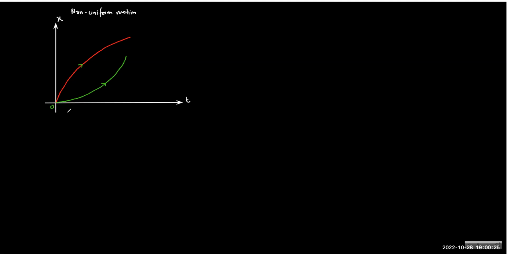In the red case, is it 0? In the red graph, at t equals 0, is the velocity 0 or non-zero? Tell me. Non-zero. Excellent. How do you decide the velocity? By drawing a tangent at a given instant. Can I draw a tangent to the green graph at origin? If you try to draw, how will it look?